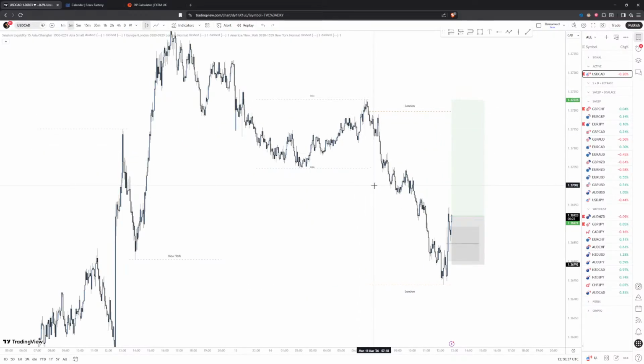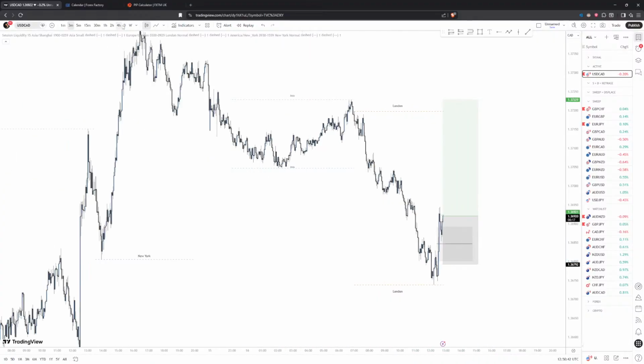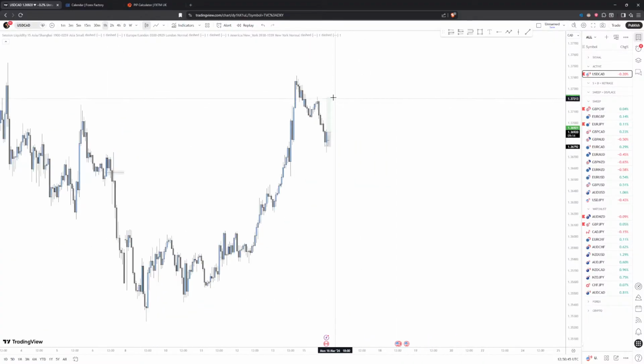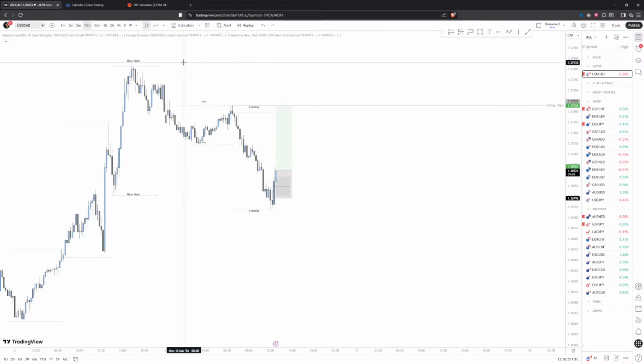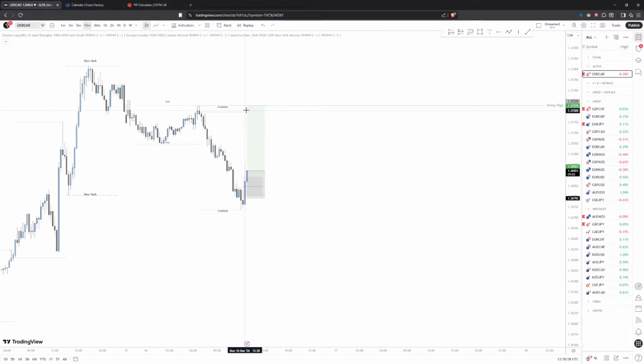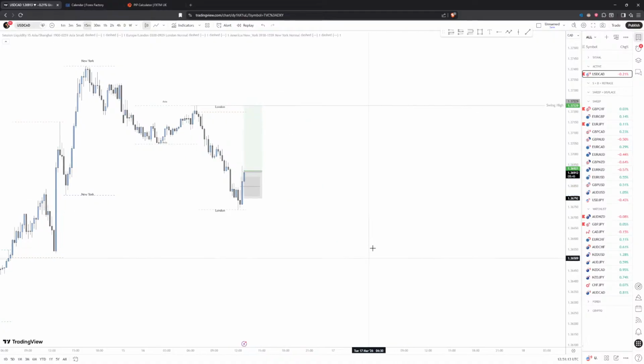Now, do we target Asia highs or London highs? I think we'll target Asia highs. Hold on. There's going to be liquidity up here, this swing high. Go for this. Two nine.